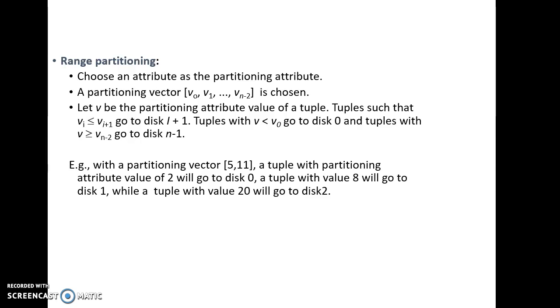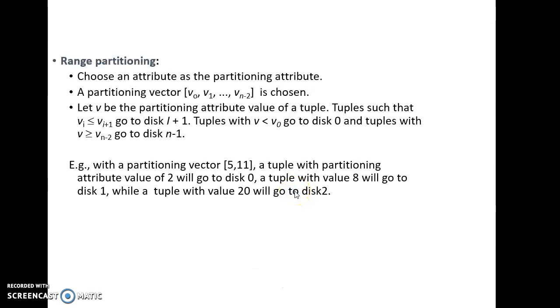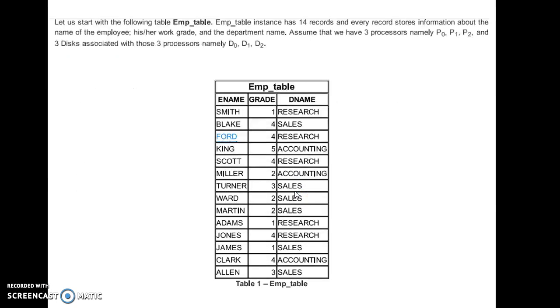Suppose the partition vector we have assumed is 5, 11. A tuple with a partition attribute value 2, as its value is less than 5, will go to disk 0. A tuple with value 8, as this value comes between 5 and 11, will go to disk 1. While the tuple with the value 20 goes to disk 2. So I have taken an example of a database to explain this in more detail.